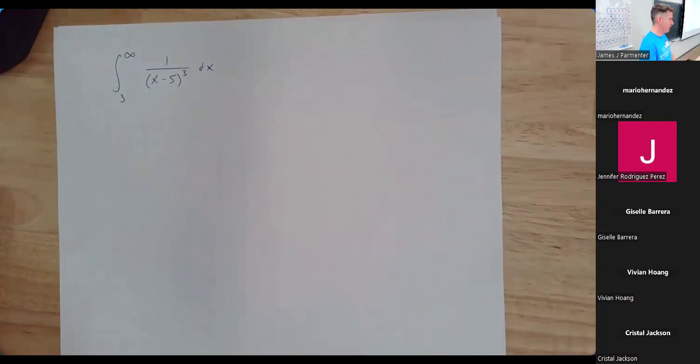What's for sure a problem here? Infinity, always a problem. What else is a problem here? Or a place where the function is undefined. Five. And it is a problem because we're going from 3 to infinity. If it was from 6 to infinity, 5 wouldn't be a problem because it wouldn't be in the interval.